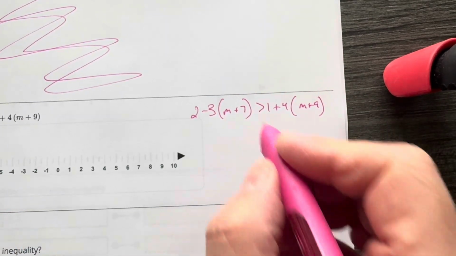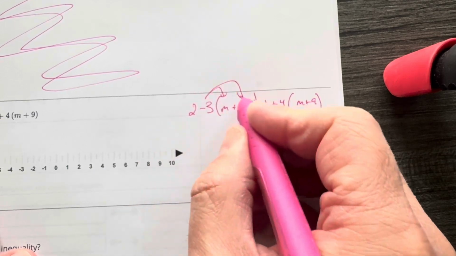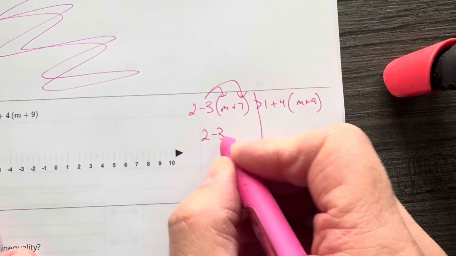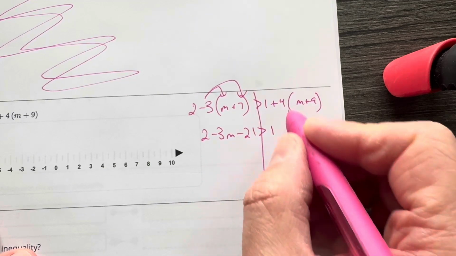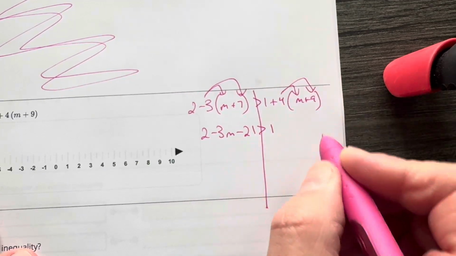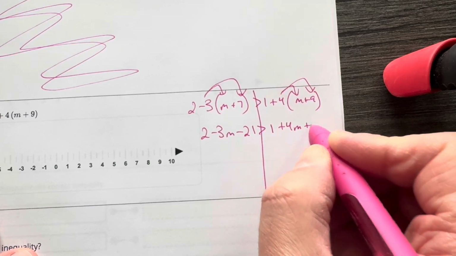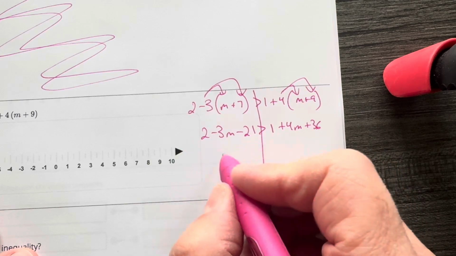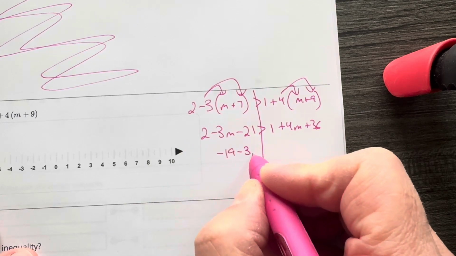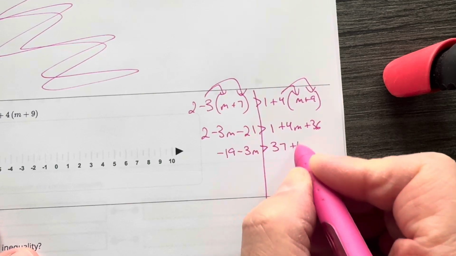Line down the middle. We'll distribute the negative 3. The negative 3 is what distributes. So 2 minus 3m minus 21 is greater than 1. The 4 distributes to both terms. The number on the outside distributes. So plus 4m plus 36. Combine like terms. 2 minus 21 is negative 19 minus 3m. 1 plus 36 is 37 plus 4m.